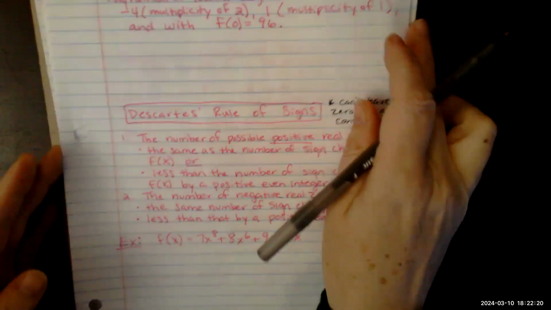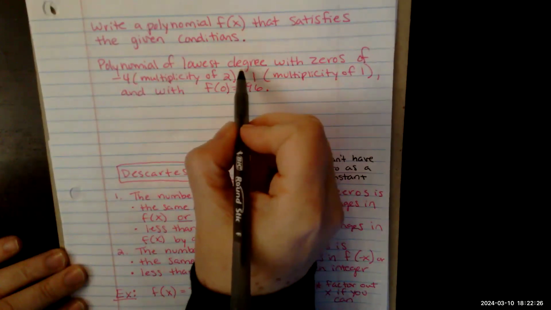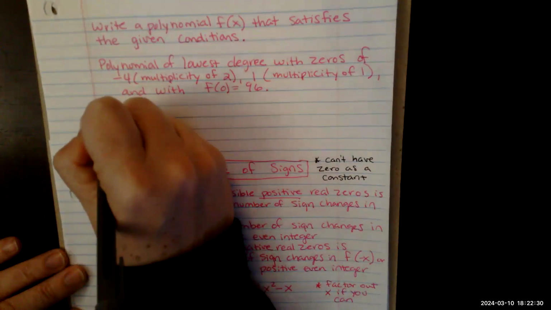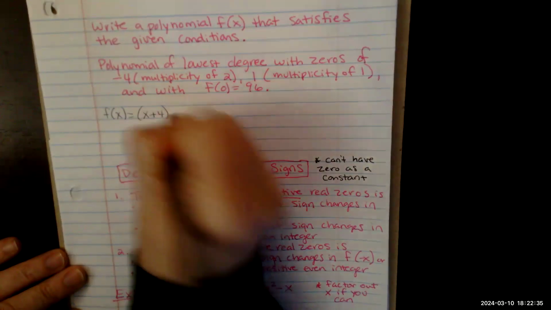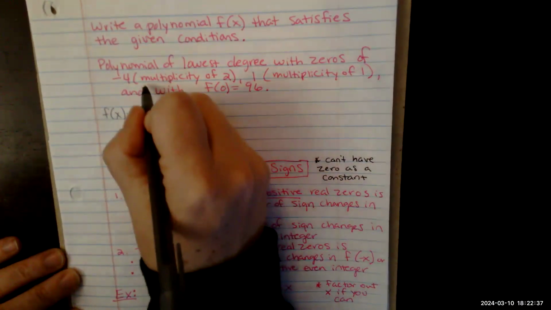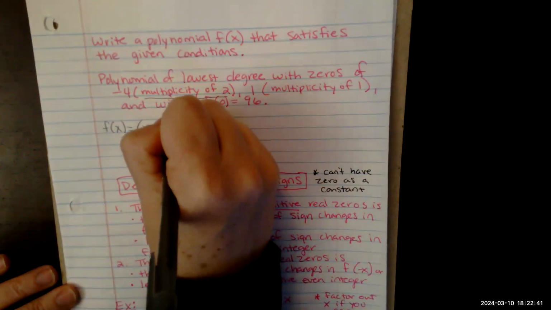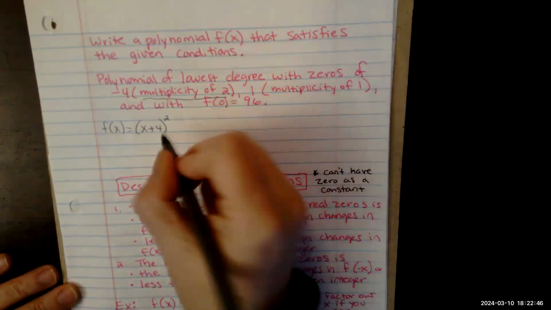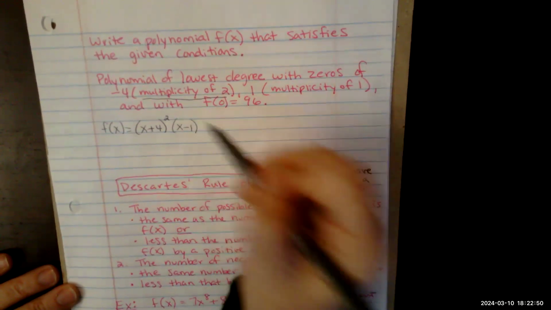All right, to write a polynomial that satisfies the given conditions, we want the lowest degree that would possibly have all these zeros. So we want negative 4 to be a 0, which would mean x plus 4. But then they say multiplicity of 2. That just means we have 2 of them, so I'm just going to put a little square. We have the number 1, so x minus 1 with a multiplicity of 1. So I don't need to do anything here.